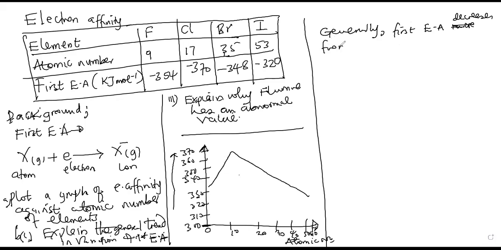from fluorine to iodine. Okay. Why? Electron affinity is the energy given out when one electron combines with a gaseous atom, when 1 mole of electrons combines with 1 mole of gaseous atoms.